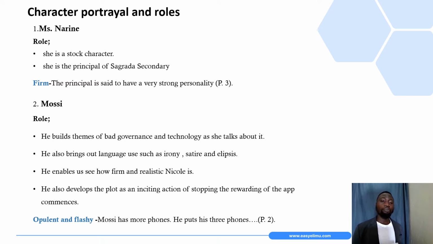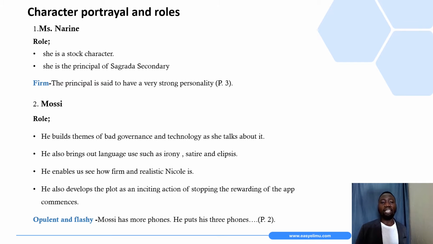The first character that we are going to talk about, dear students, is a character by the name Mrs. Narin. Remember, in the play, Mrs. Narin is the school principal. She is the school principal of Sagrada Secondary. So the role is that, apart from being the school principal of Sagrada Secondary, we are also told that she is a stock character.